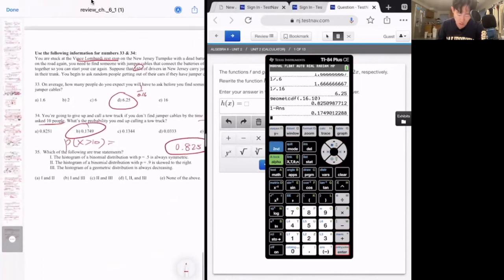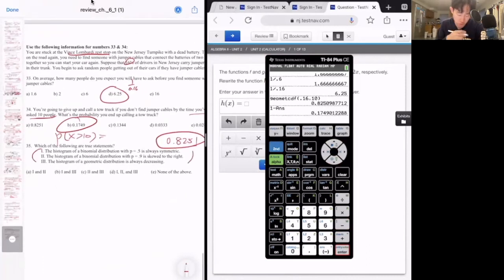Great. Which of the following statements are true? The histogram of a binomial distribution with p equal to 0.5 is always symmetric.